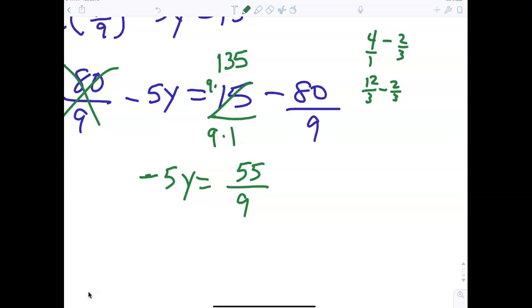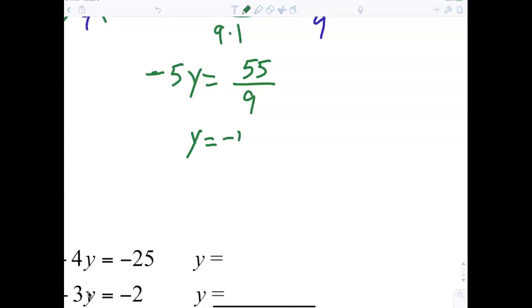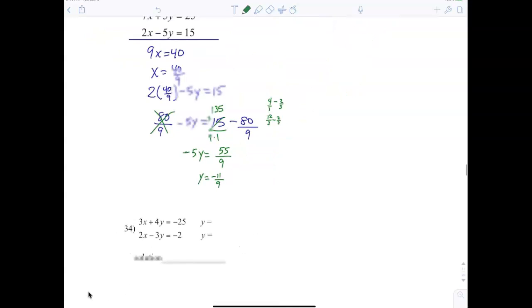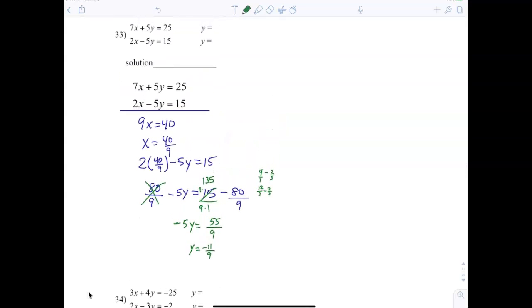Now, does everybody remember when I said divide by what? Negative 5. So if I divide by negative 5, it's just what? Yes, negative 11 over 9. So y is equal to negative 11 over 9. So my solution was 40 over 9, comma, negative 11 over 9. Remember, whenever you're dividing by 9, you just get repeated numbers.